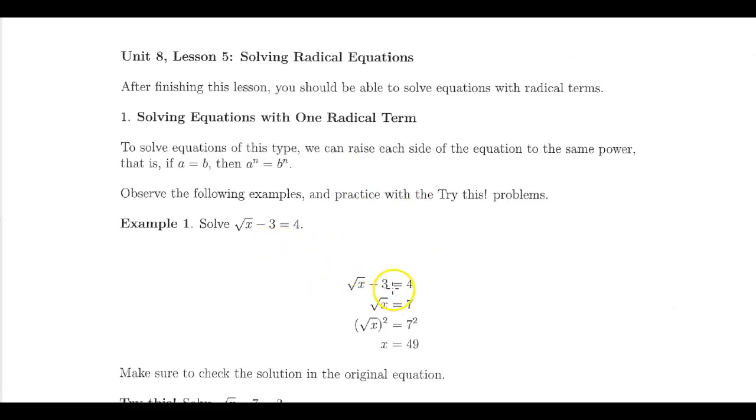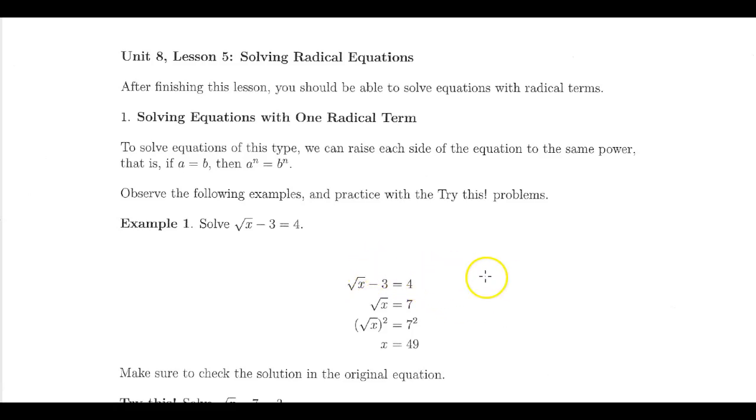So if we have the square root of x minus 3 equal to 4, and we want to solve for x, one thing to think about along the way is that x has to be a non-negative number. So it can be 0 or any positive number. If we get a value that's negative here, that's going to be a problem. So that's one thing to think about as we go through this process.